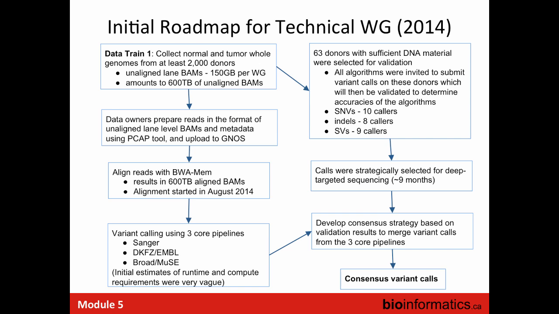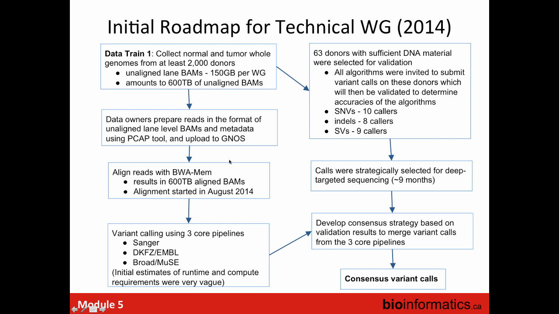So after the alignment phase, we have three core variant calling pipelines, one from Sanger, another one from DKFZ and EMBL, and a third one from Broad. Of course, at the time, there was the question of why these three pipelines get to be the core, and why do we need three? Why can't we just do with one? It seemed like the decision was political at the time, but when we looked at the validation, so on the right, this is our path to validate.